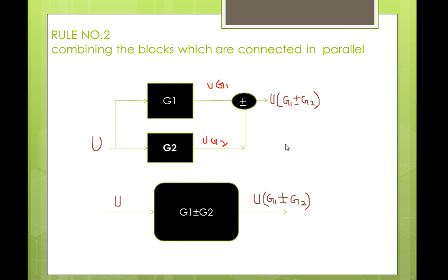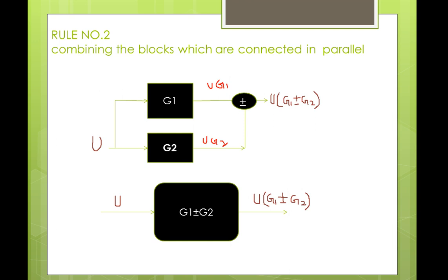In both cases the output is the same, but instead of drawing two blocks, we are representing this somewhat complex system with a simple system. Whenever two systems are connected in series, we represent that with a single block, but the gain is a multiplication of the individual block gains.